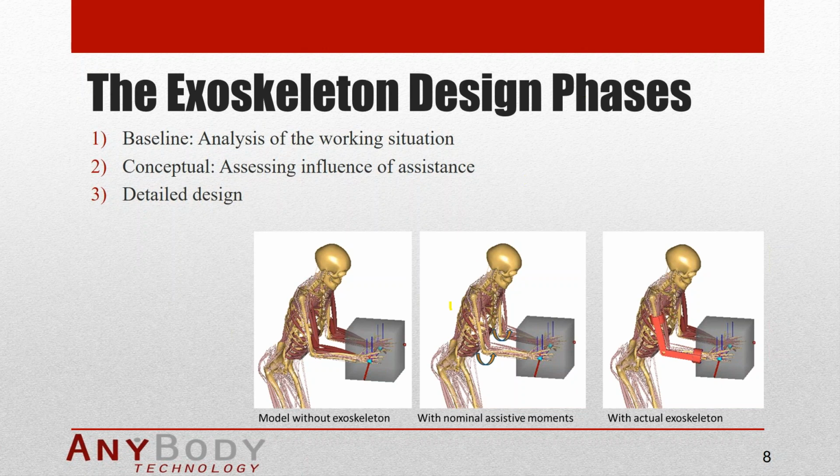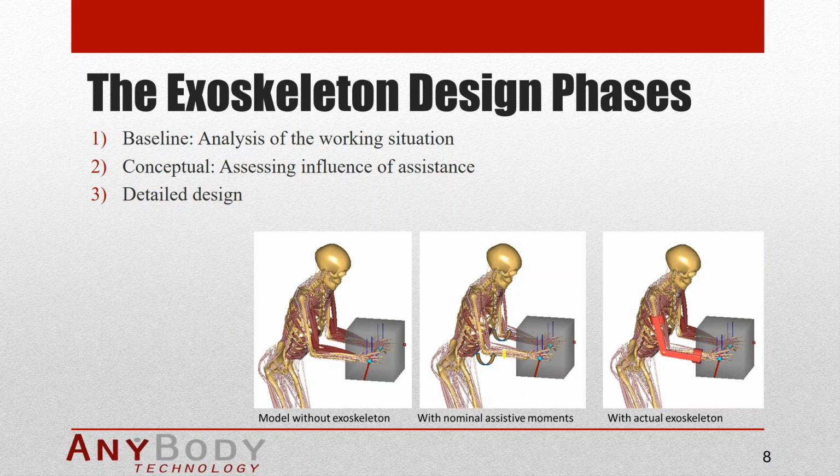But you see the three situations are the ones that are shown here with the three images. In this case, the working task is lifting a box. And we have the situation without the exoskeleton here on the left-hand side. You can see that the elbow flexors are quite red in this picture, meaning that they are highly loaded. And so on the middle picture, in the conceptual design phase, we would be adding some assistive moments to that, and you can see we have done that, and now the muscles in the elbows are not as red as they were before.